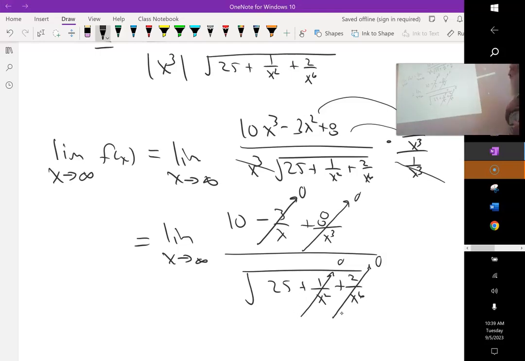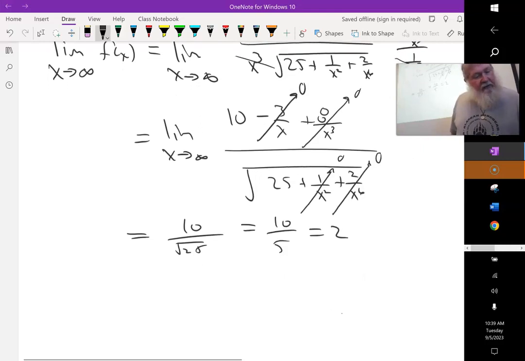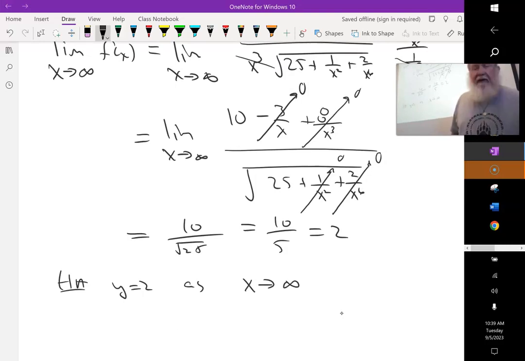All right, what do we have left in the numerator? Just 10, right? What do we have left in the denominator? The square root of 25, yep, because these were 0. And that's 10 over 5. And what's 10 over 5? 2. So what is that saying? We have a horizontal asymptote y equals 2 as x goes to infinity.